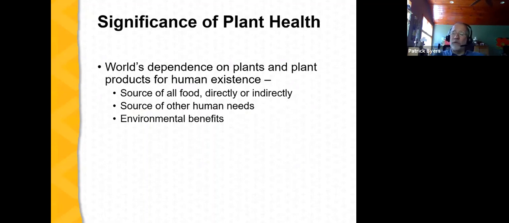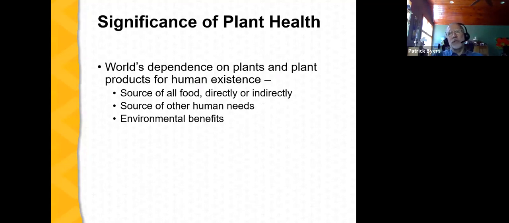Plants are the source of all food, either directly as we consume plants or indirectly as we consume animals that in turn consume plants. It's also a source for many other human needs related to things such as shelter, clothing. Medicines are based upon plant sources. Plants interact and intersect with the human existence in so many different ways.